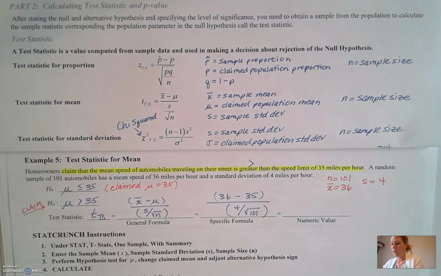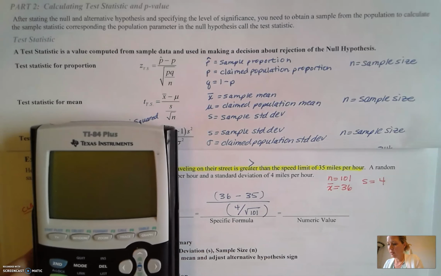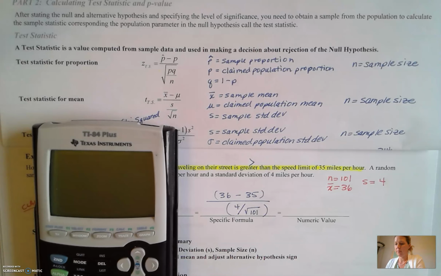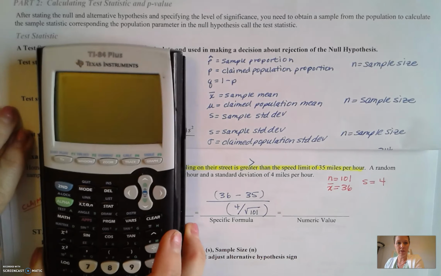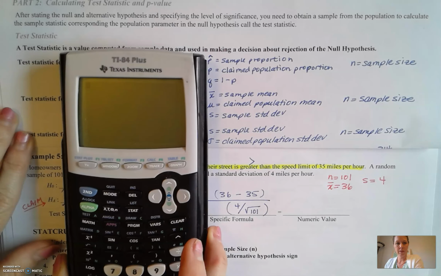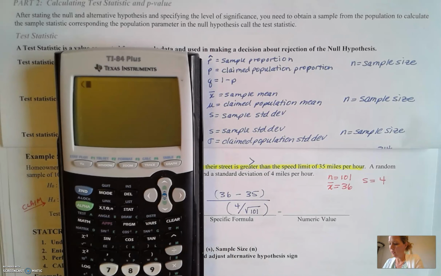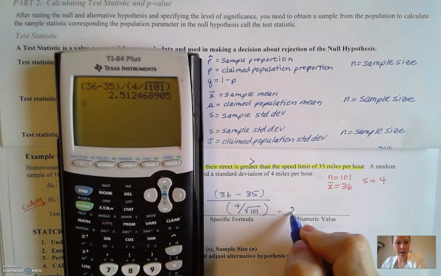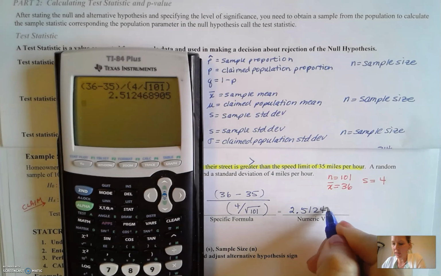On our calculator, we type in the parentheses as we see them. So it's going to be, let me move this up a little bit so you can see that a little better. Okay, so open parentheses, 36 minus 35, close parentheses, divided by, open parentheses, 4, divided by square root of 101, and close parentheses. That gives us our answer of 2.512468905.